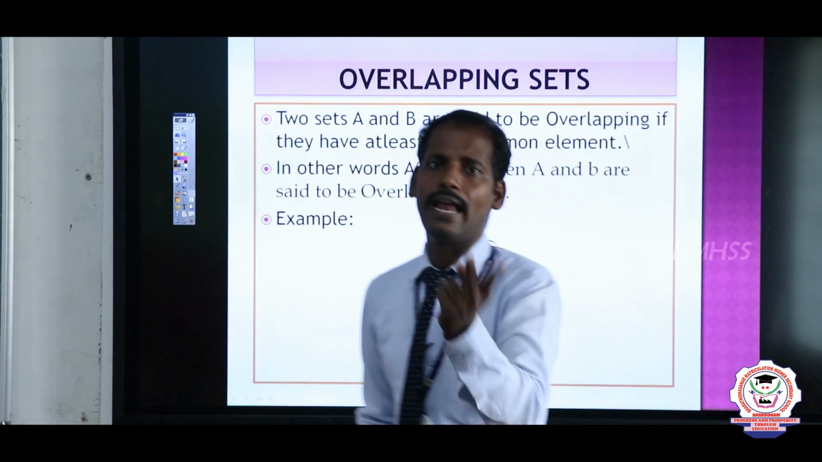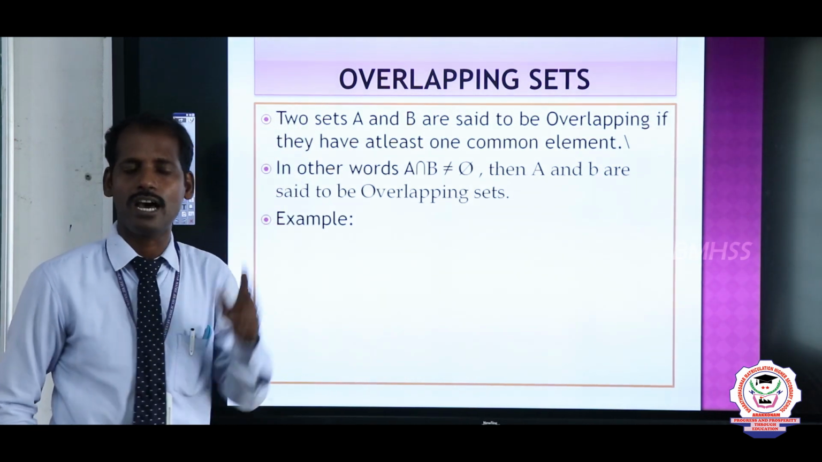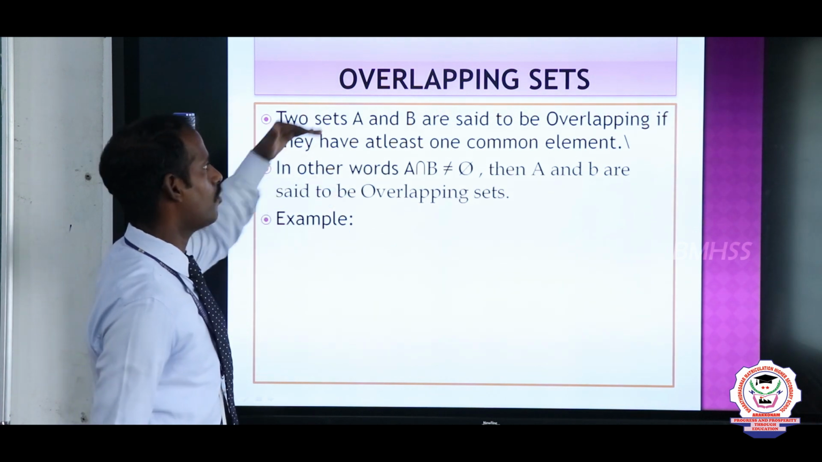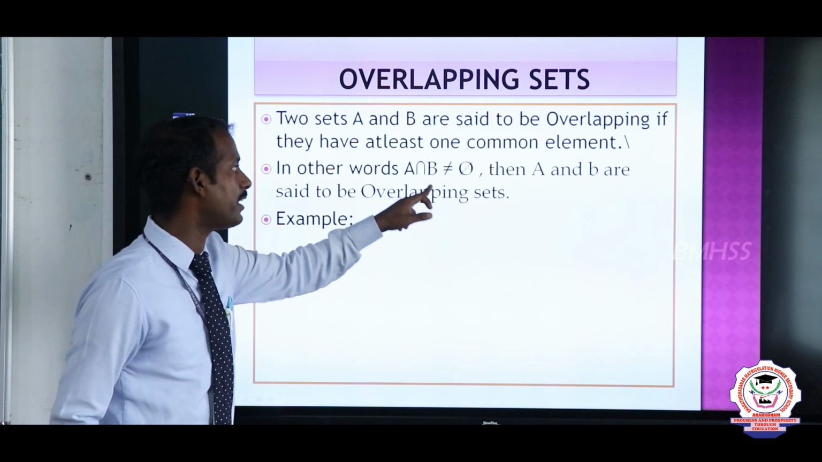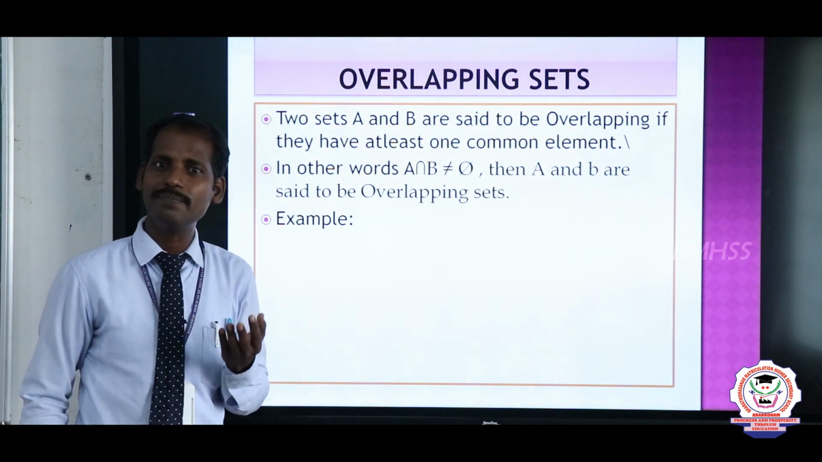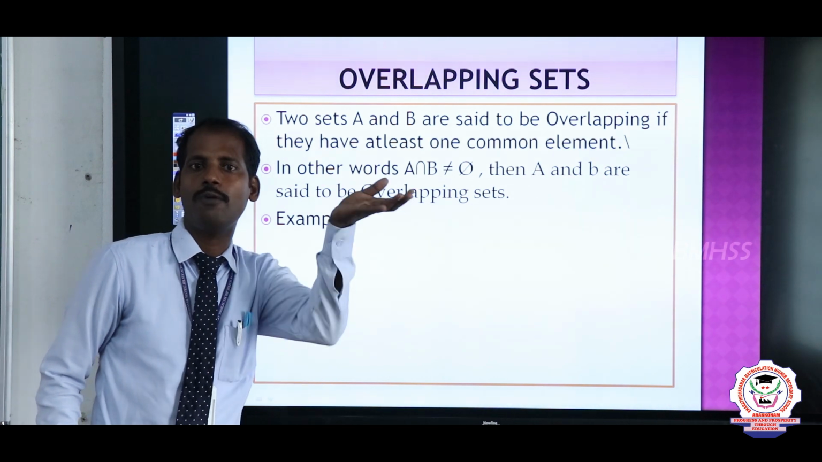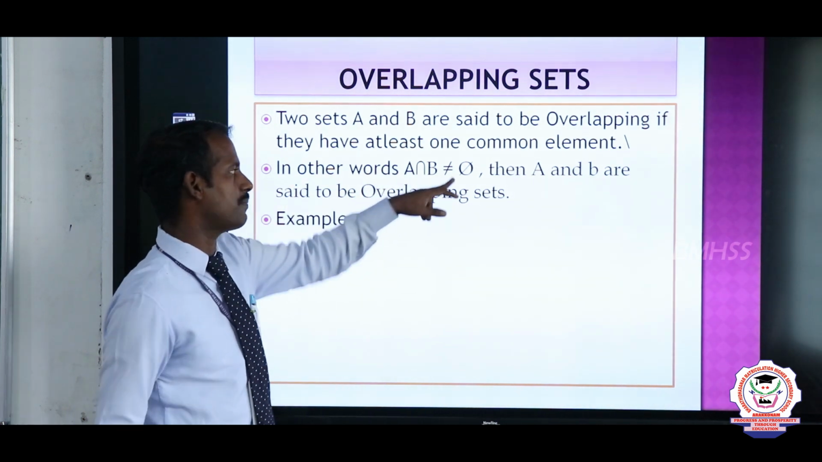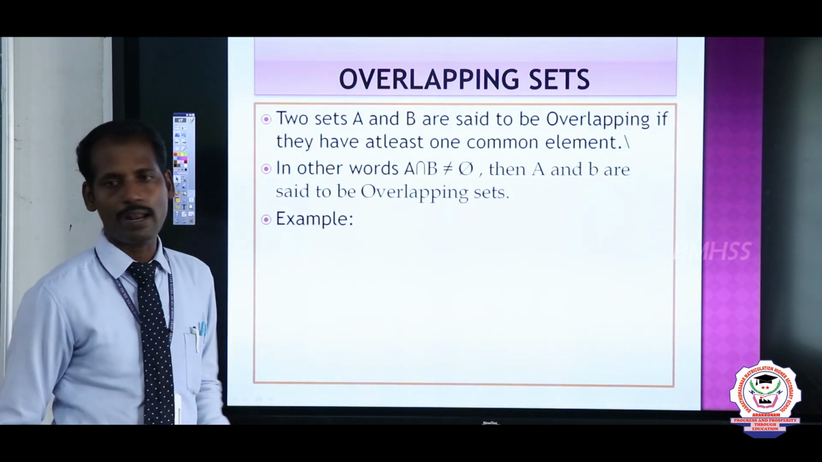Here A and B are two sets. If any one of the elements is the same, that is common, that is the overlapping set. In other words, A intersection B is not equal to phi. Here A intersection B not equal to phi means you will have at least one element; that is the condition. In other words, if A intersection B is not equal to phi, then A and B are said to be overlapping sets.